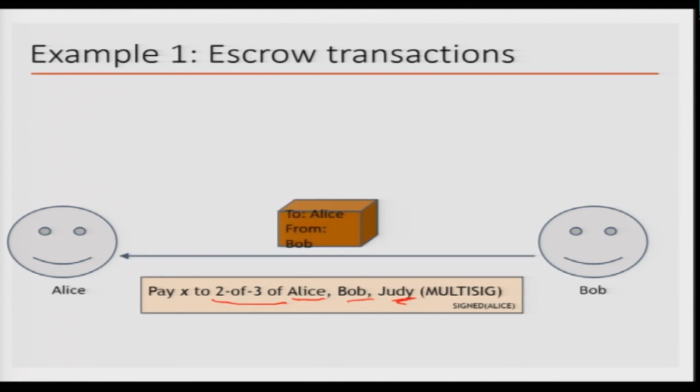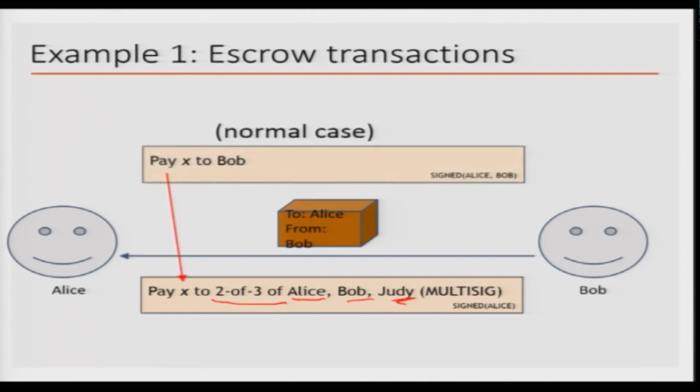to Alice. Now, in a normal case, suppose Alice gets the item and is happy and they are both honest. Then what Alice says is, use the escrow transaction as input and create a new transaction that is given to Bob, and it's signed by both Alice and Bob, right. So, that's the normal case.